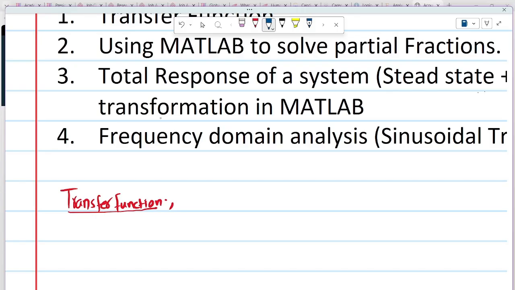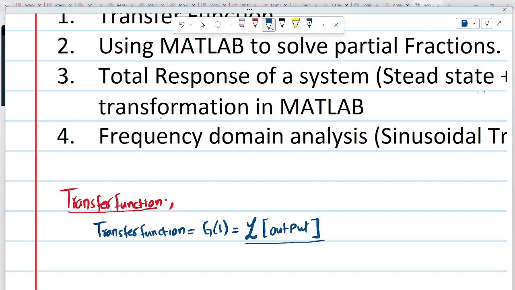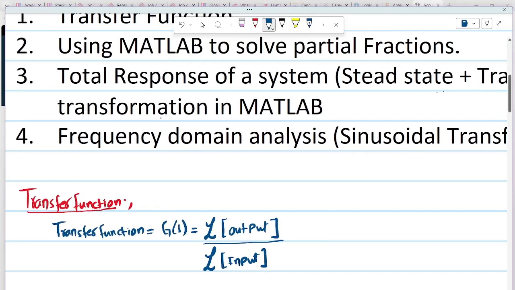But mathematically, the transfer function is simply a ratio. Let's say we call the transfer function g of s. It is a ratio between the Laplace transformed output of a system divided by the Laplace transformed input of the system. So what do we mean here?